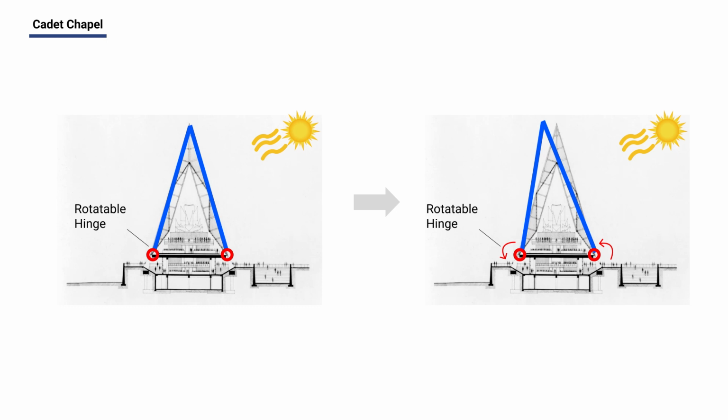With the hinge support, if one side expands, the other side can adjust accordingly, and it will return to its original position as the heat dissipates.